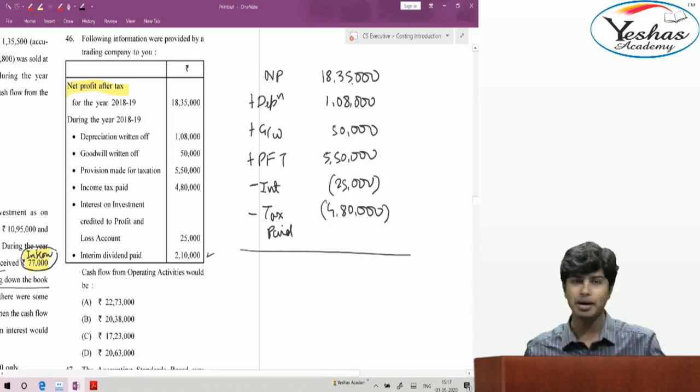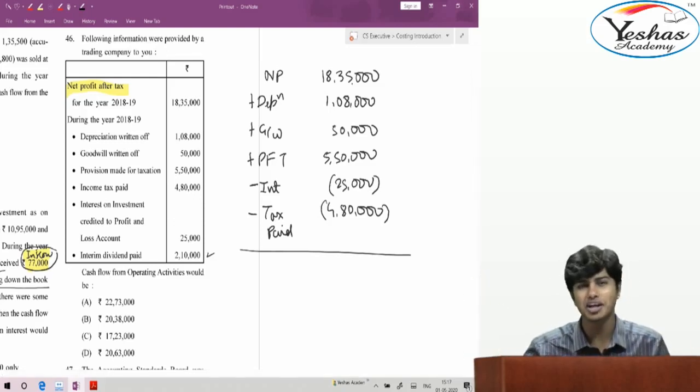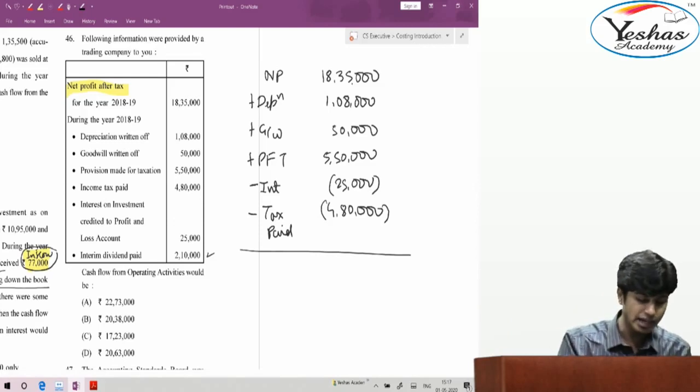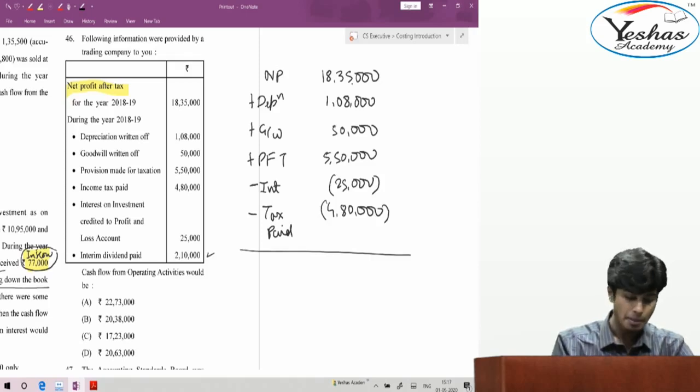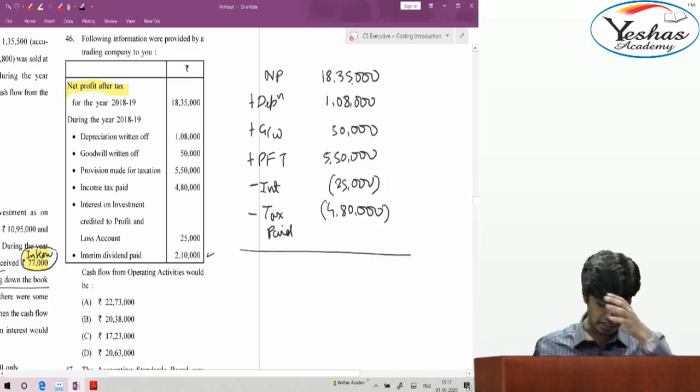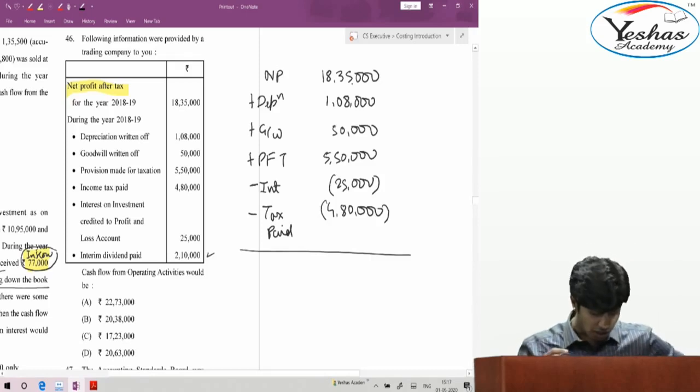So this will become my cash flow from operating activities. To this, I was supposed to adjust changes in working capital, but there is no information regarding working capital here. 18,35,000 plus 1,08,000 plus 50,000 plus 5,50,000 minus 25,000 minus 4,80,000. So that gives me the answer of 20,38,000.